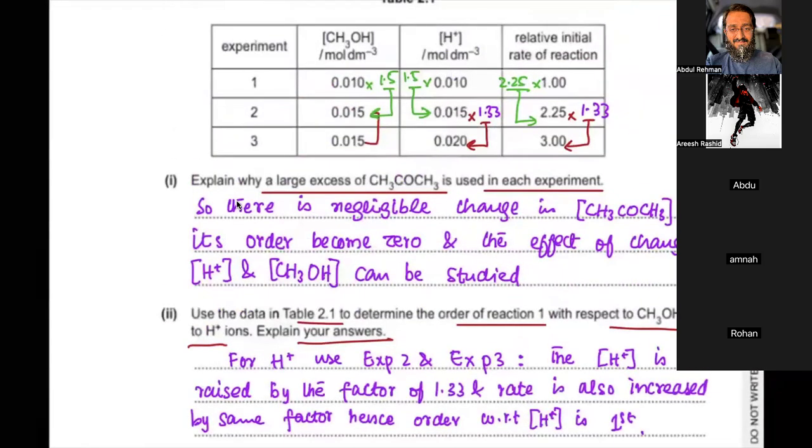So see, 2.25 is the square of 1.5, right? So the rate is increased by 1.5 due to the increase in 1.5 times concentration of methanol, and the rate is also increased by a further 1.5 due to the increase in the concentration of hydrogen ion by 1.5. So it indicates that the concentration of methanol also has a first order. Yeah, so both have a first order.